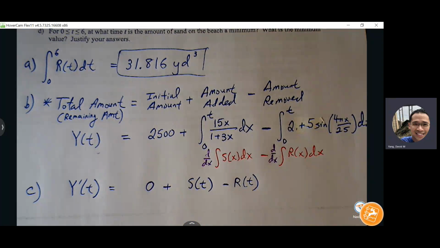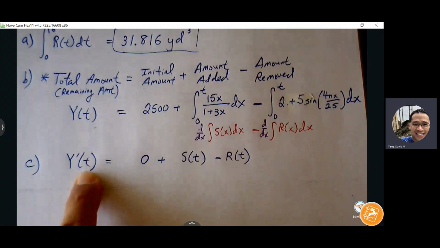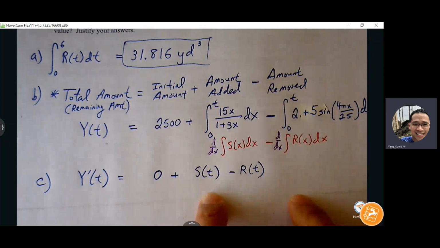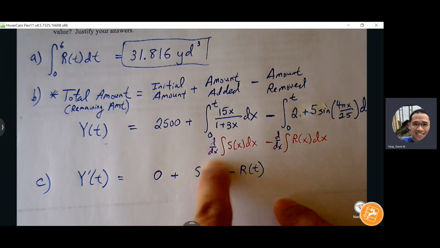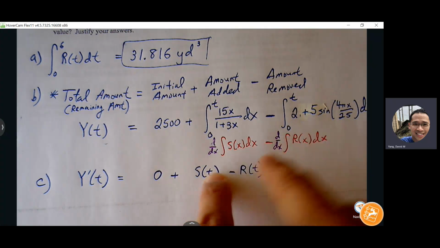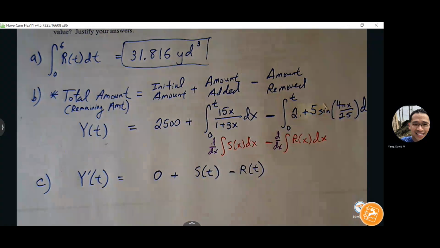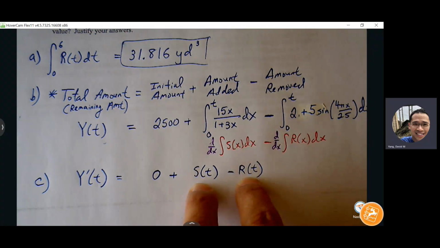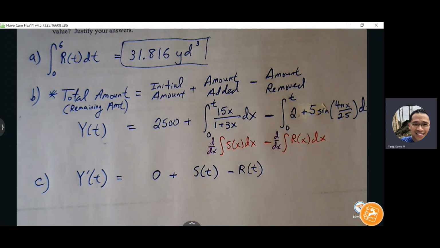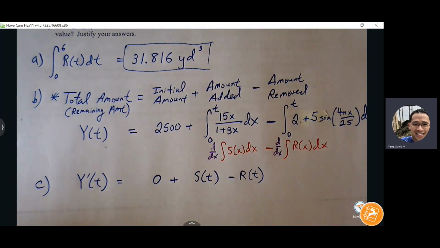All right, any questions with how we built our derivative? Okay, so if I want to figure out the rate at which the sand on the beach is changing, I just do s of t minus r of t. If s of t is larger, then I'm getting a positive value, so at that time the sand on the beach is growing. And if r of t is higher, then I'll get a negative value overall. A negative y prime means that at that time the sand on the beach is decreasing.